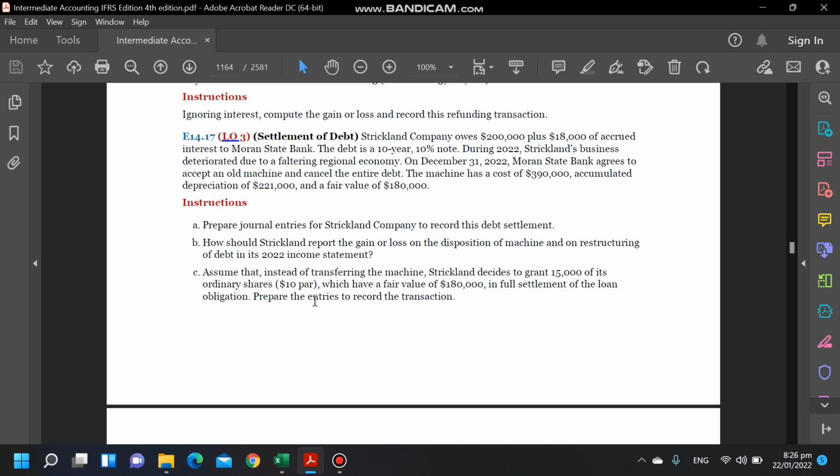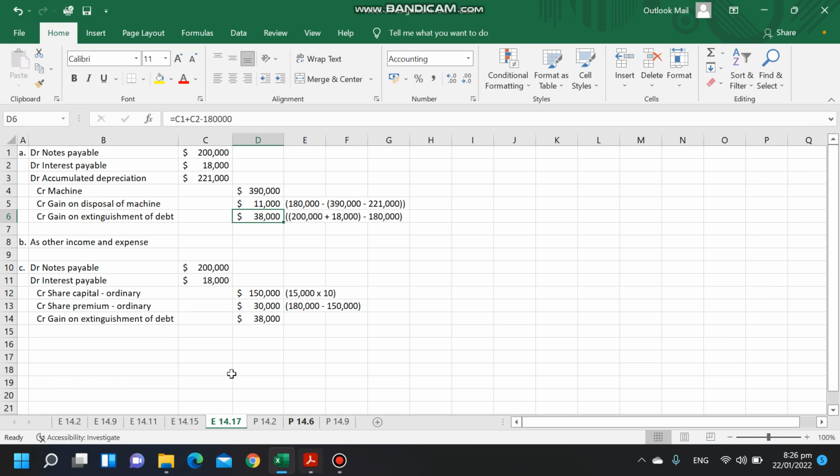And then B, how should Strickland report the gain or loss on the disposition of machine and on restructuring of debt in its 2022 income statement? So again, gain or loss, usually we will record it as other income and expense.